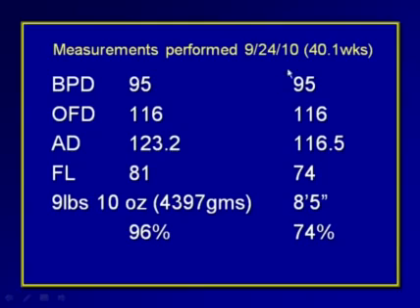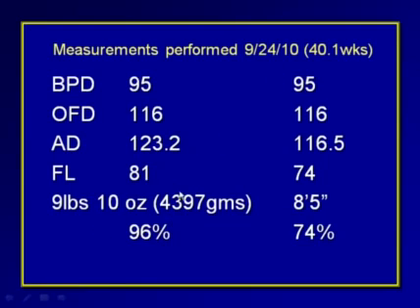So when we take these measurements that were performed on September 24th, these are the initial measurements at 40 weeks, and the fetal weight came out 9 pounds 10 ounces, or almost 4,400 grams, in the 96th percentile. And at our institution, patients whose weights are above 5,000 grams are sent directly to cesarean section for macrosomia, and fetuses whose weights are at 4,500 grams will go directly to C-section if they are gestational diabetics.